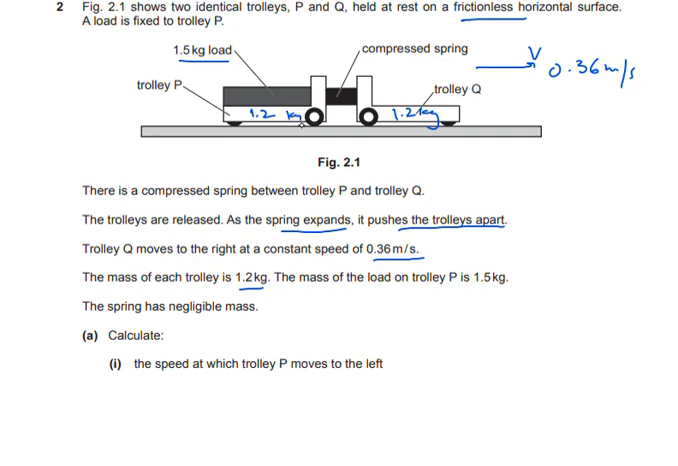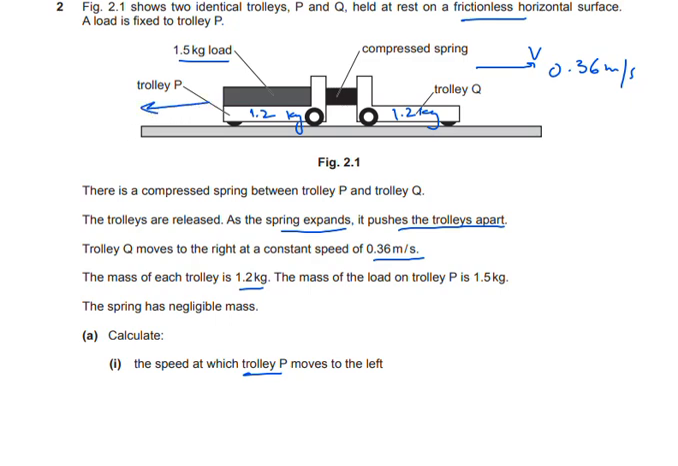Okay, this seems to be a momentum question. The mass of each trolley is 1.2 kg. The mass of the load on trolley P is 1.5 kg. Okay, it was already given. The spring has negligible mass. Calculate the speed, sorry, the velocity at which the trolley P moves to the left. So we have to find out the velocity of this trolley.